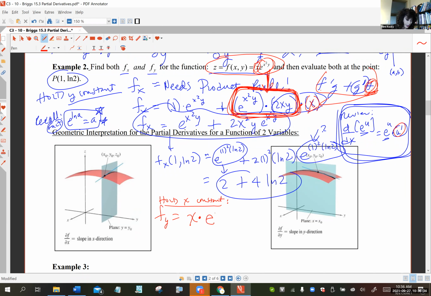E to the u, e to the x squared y, times the derivative of x squared y with respect to y. So what is the derivative of x squared y with respect to y? It's going to be x cubed, to the x cubed y power. I mean, e to the x cubed y power. I mean, x squared y power.